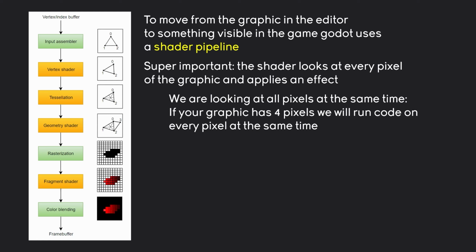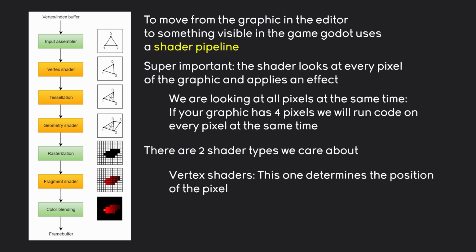Or to stick with the example you can see on the left, for this graphic, every single cell in there would be a pixel. And we are running a code snippet for every single one of them. And that we are doing at the same time, which sometimes can be slightly confusing, but it's something you get used to quite fast. And there are 2 types of shaders that we really care about. Number 1 is a vertex shader. This one determines the position of the pixels that we are working with. This happens quite early in the shader pipeline, all the way up there.